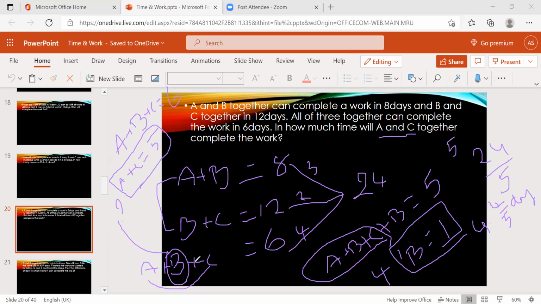So how are we going to get A plus C? A plus C is here. If you know the B value, then you can find the A plus C value. Just add these two, it is 5 and it is 4. Just subtract this, we will get the B value. So B value is 1, then substitute here. Sorry, again I made a mistake. Sorry for this. See here.